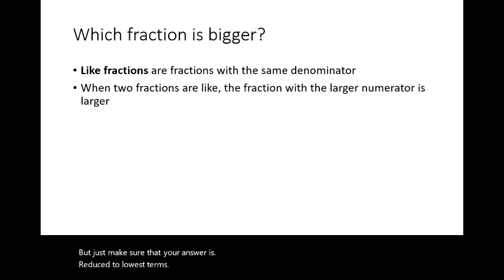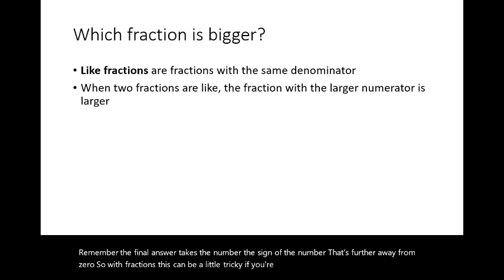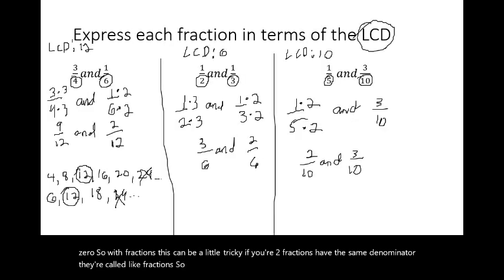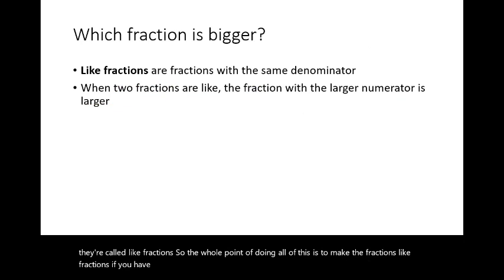Now, especially when you're dealing with adding a positive and a negative number together, remember, the final answer takes the sign of the number that's further away from 0. So with fractions, this can be a little tricky. If your two fractions have the same denominator, they're called like fractions. The whole point of doing all of this is to make the fractions like fractions. If you have like fractions, the fraction with the larger numerator is the larger fraction. So that might help you with the positives and negatives.